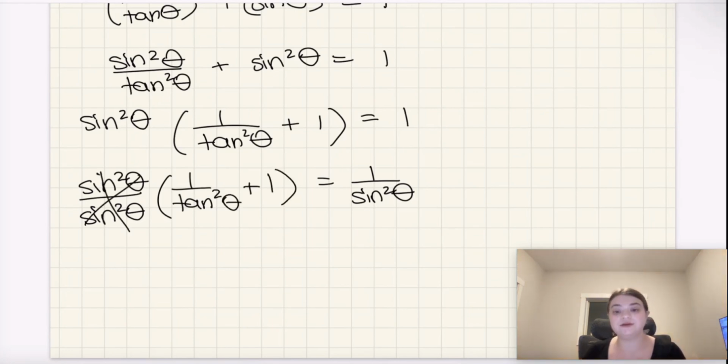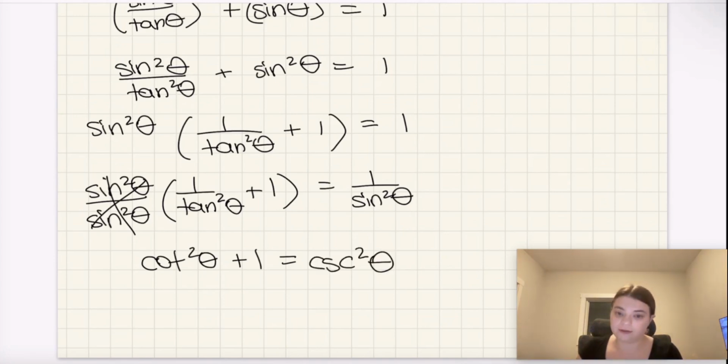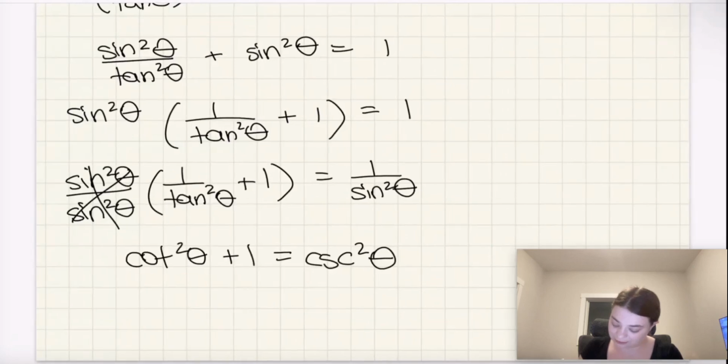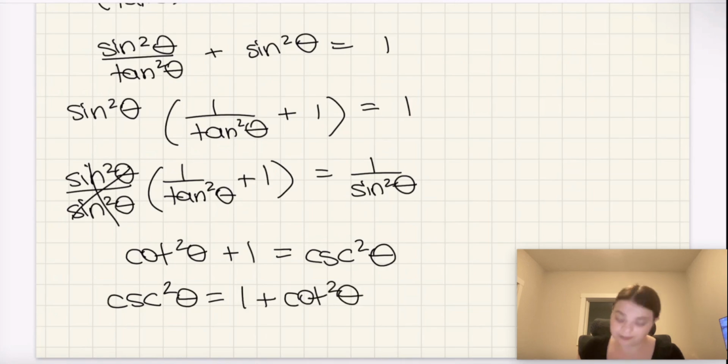And then these, of course, cancel. All I need to do is remind myself that 1 over tan squared theta is the same as cotangent squared theta. So cotangent squared theta plus 1 is equal to 1 over sine squared theta. And just a reminder, 1 over sine squared theta is just cosecant squared theta. And so there we go. If we look back, we do indeed have this identity here. I suppose it's written in a different order, but we can just change the order. Cosecant squared theta is indeed equal to 1 plus cotangent squared theta. So there we go.